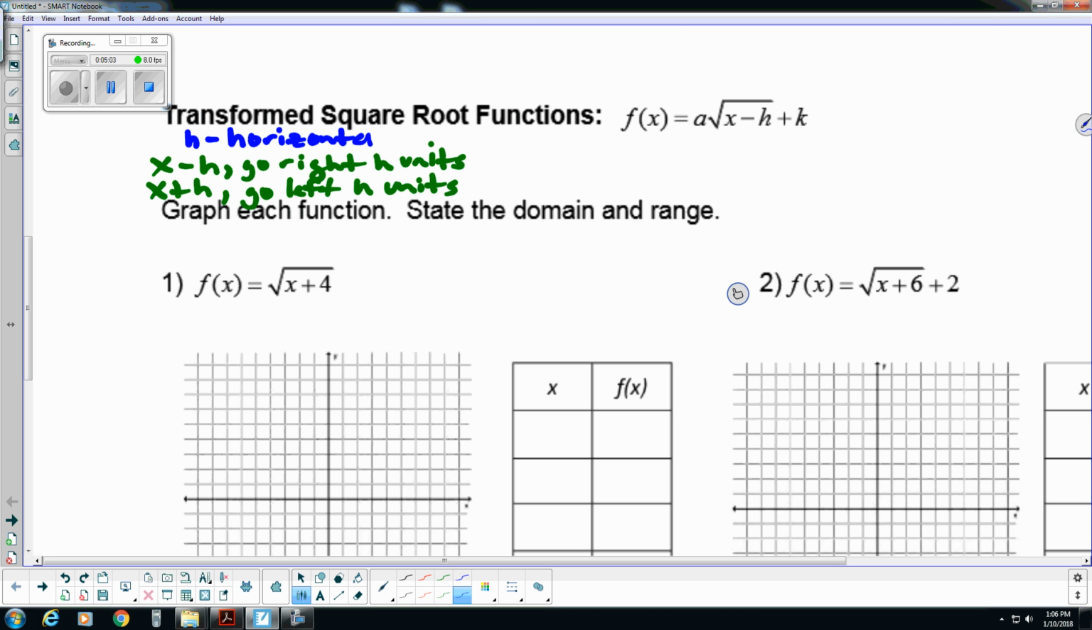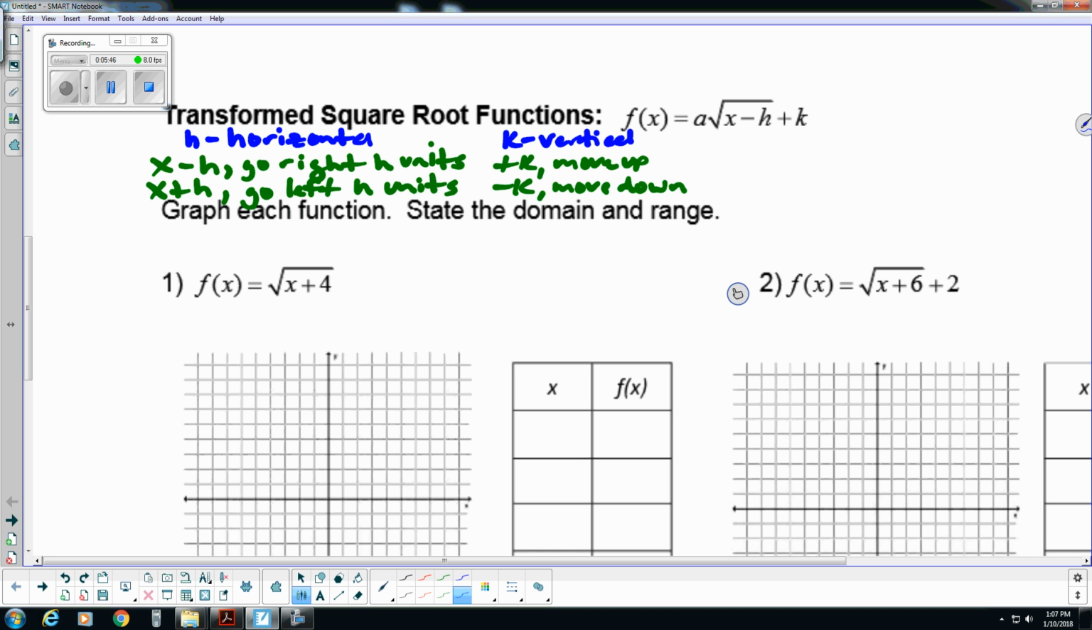Next, k. k is going to move us vertically. It's going to be a vertical transformation. This time k is not under the radical sign. k is outside the radical sign. So when we have a plus k, we move up, and we move up k units. When it's minus k, we move down. So h and k take care of the left and right movement and the up and down movement.